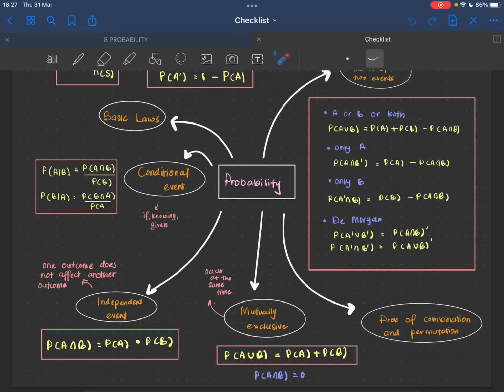Okay, so for this video, we are going to see mutually exclusive event, independent event, and also conditional event. As you can see, for these three events, we have different purposes and different formulas.